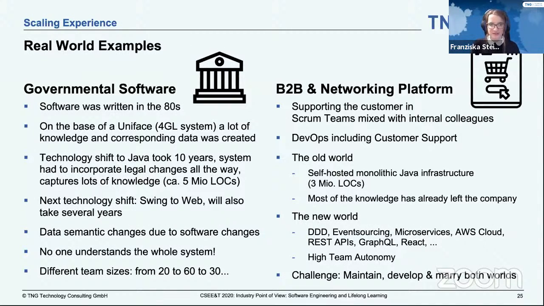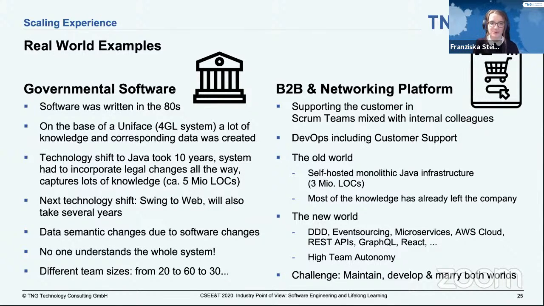We are working on two different products, which also often seem like two different worlds. There's the old world, which is basically a self-hosted monolithic Java infrastructure, and it actually contains some 3 million lines of code. And the sad thing is that most of the knowledge has already left the company. So there is no one left who has implemented something in that piece of product we own. So it's very, very unfamiliar to us, and we still have to deal with it.